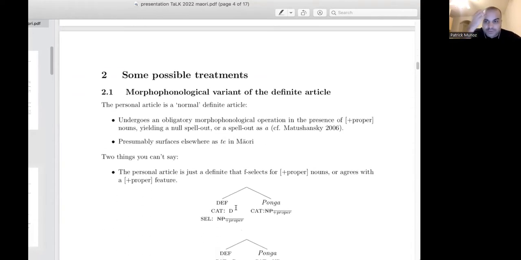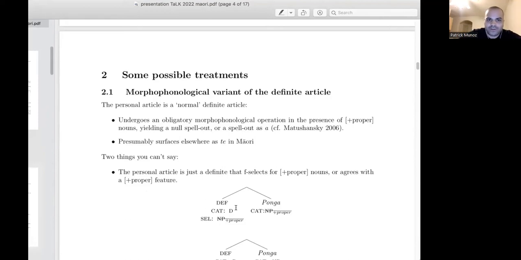So some possible treatments you could do of this article. And again, not many people have looked at this. I'm going to talk a little bit about Matushansky, who's made a proposal, why I think that these are not appealing, and also why I think you should give a semantic explanation for this. So to begin, you could say, well, there's no real interesting semantics here. It's just a bit of morphosyntactic junk.